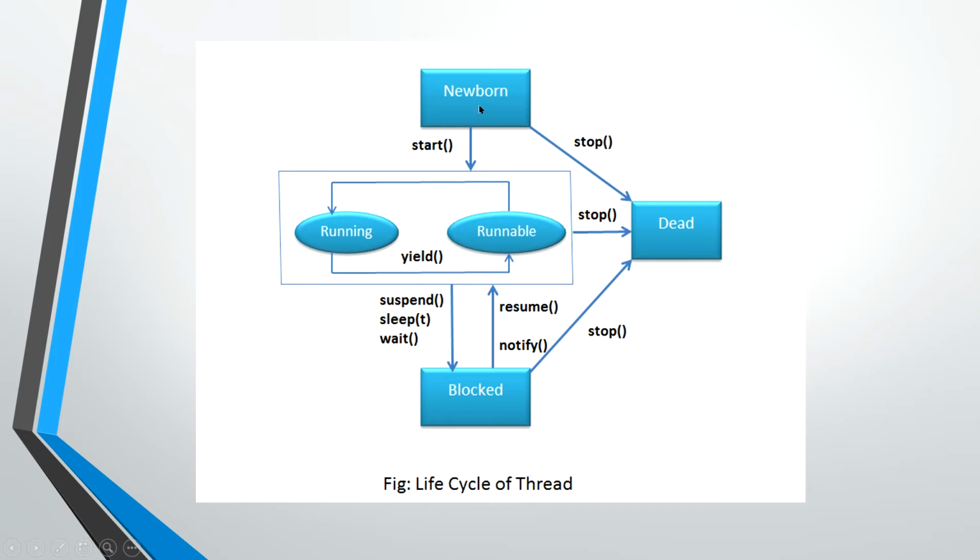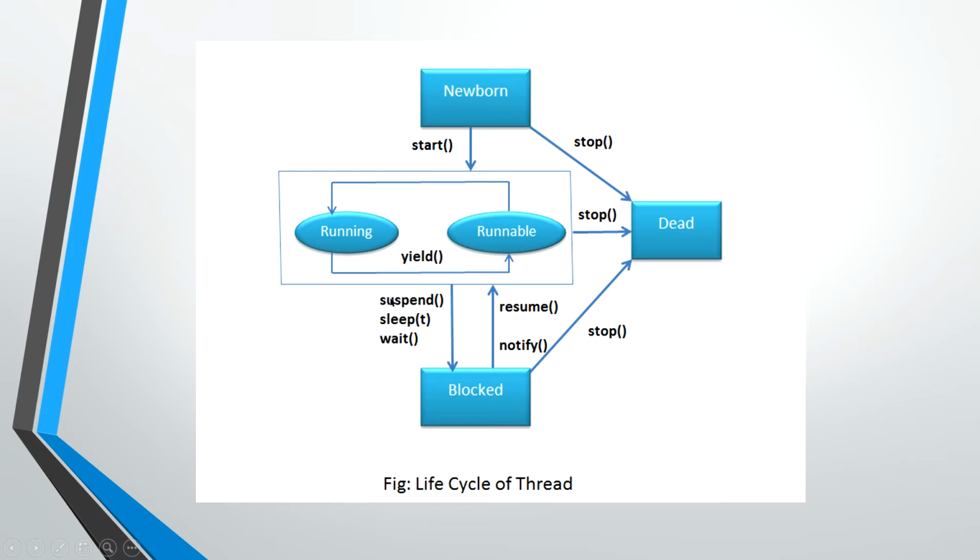Let us see. You all can see here there is a newborn. It will be starting, and if it doesn't exist, it'll stop and go to the dead state. Next, in this box over here, it'll be in a running and runnable state. If it is in the runnable state, it'll go to the running state, and if it is in the running state, it'll yield the methods and go to the runnable state.